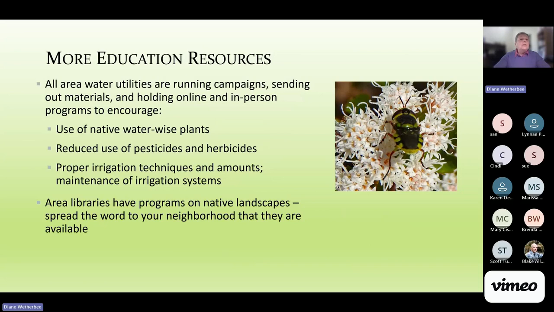And then there's more. All of the area water utilities are running campaigns everywhere. Every city, every regional water district, they're sending out materials. They're holding online and in-person programs like this one to encourage the use of native water-wise plants, to encourage reducing your use of pesticides and herbicides, because when those run off, the water supply company has to filter them out somehow. They encourage proper irrigation techniques and amounts, how to maintain your system, how often you need to water.